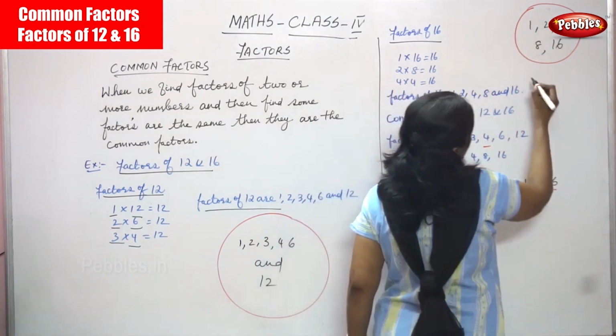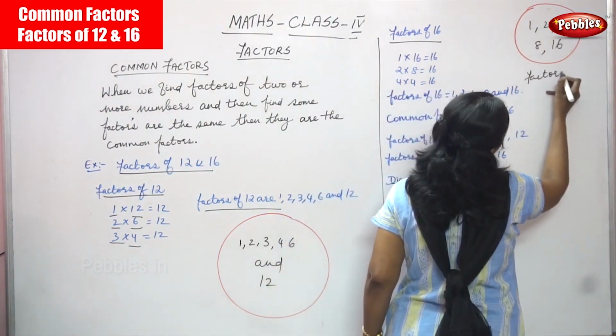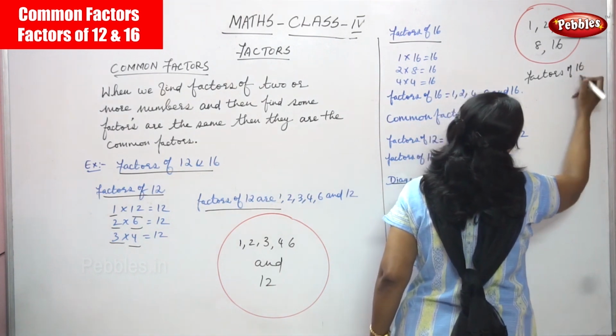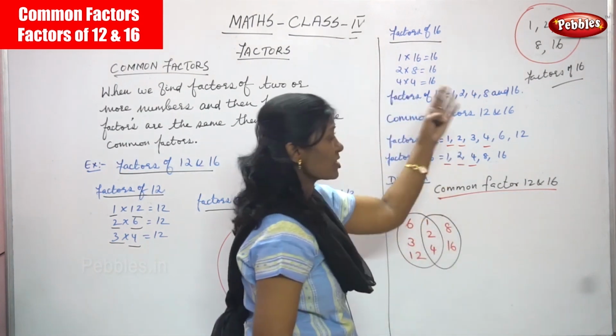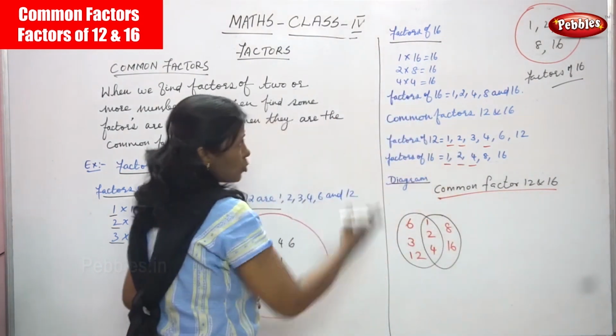That is what I mentioned. This diagram shows the factors of 16: 1, 2, 4, 8 and 16. This I have drawn and shown in the diagram.